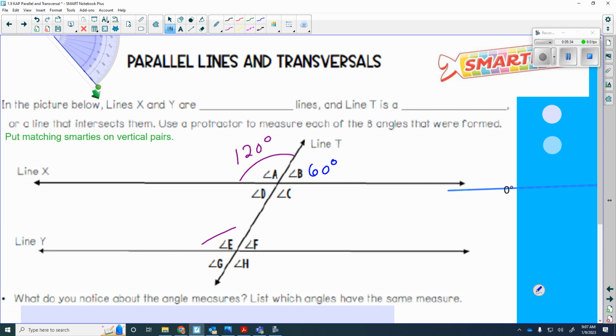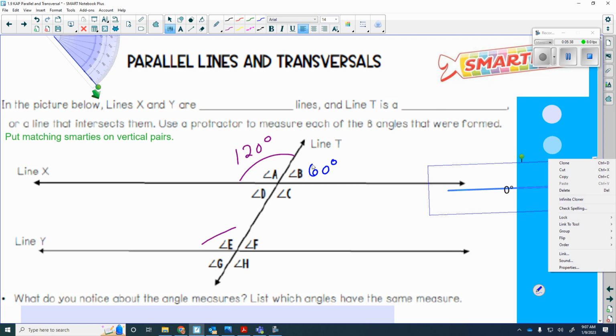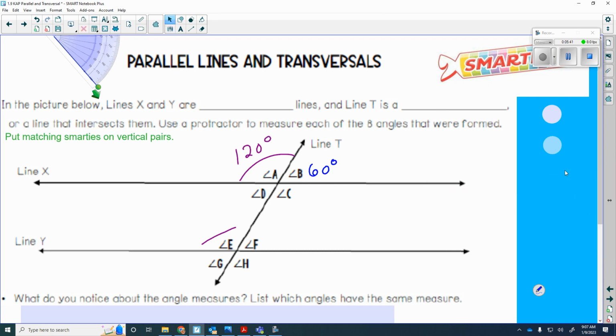In the picture below, lines X and Y are what kind of lines? Parallel, that's right. They are parallel. I can't remember when you guys were introduced to parallel lines, but I know we talked about them last year for sure. And then line T, notice how line T is cutting them. That's called a transversal, and you are not supposed to know that word yet. A transversal is a line that intersects them. Use a protractor to measure each of the angles that were formed.